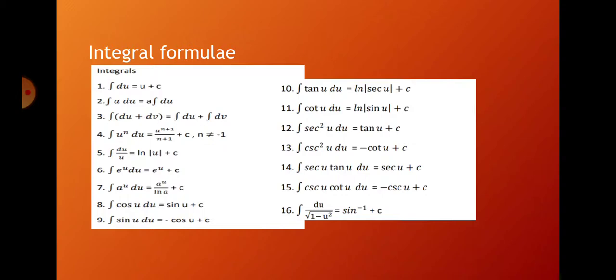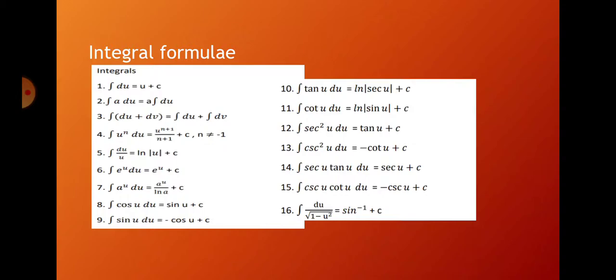Number 3. The integral of du plus dv equals the integral of du plus the integral of dv. 4. The integral of u to the n du equals u to the n plus 1 over n plus 1 plus c, n is not equal to negative 1. 5. The integral of du over u equals ln the absolute value of u plus c.